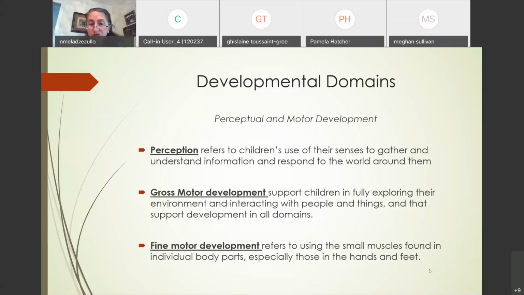So perception. What does it mean? It refers to children's use of their senses to gather and understand information. And after they gather and understand information, they analyze it and respond to the world around them.